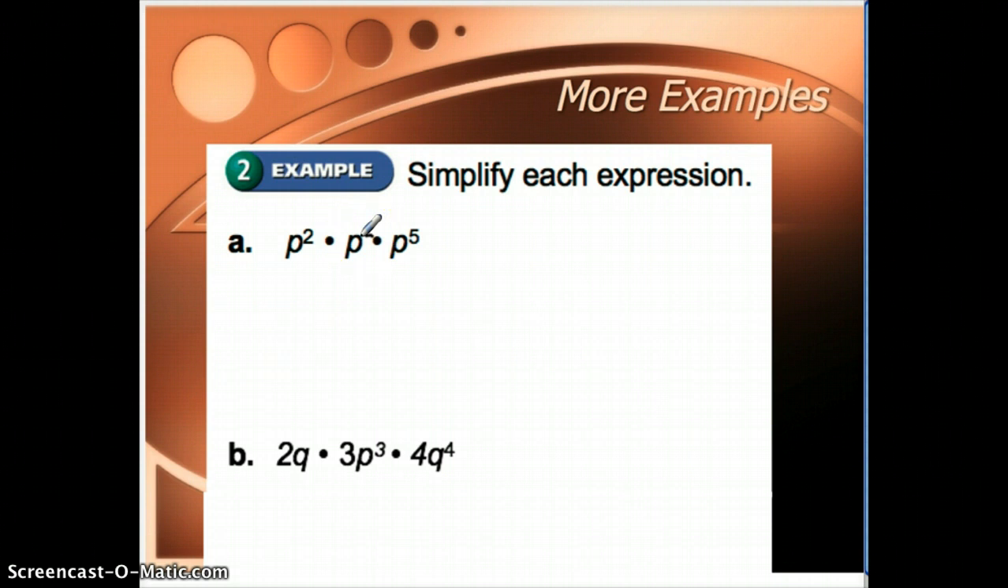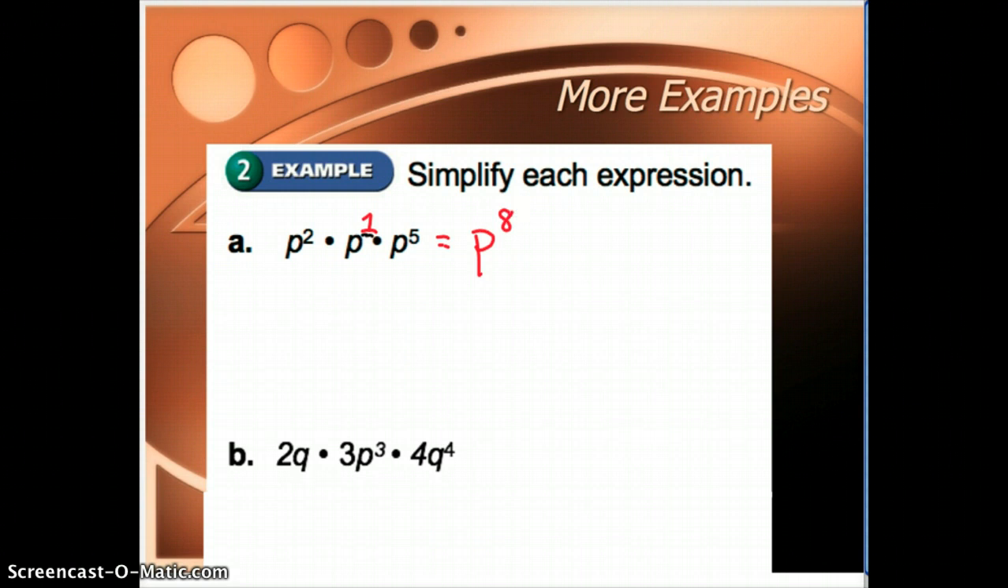So you might have to think, well, there is an exponent there for the p. What is it? It's an invisible 1. P to the first power. So p squared times p to the first times p to the fifth. It's not p to the seventh, it's p to the eighth. See if you got fooled or not.